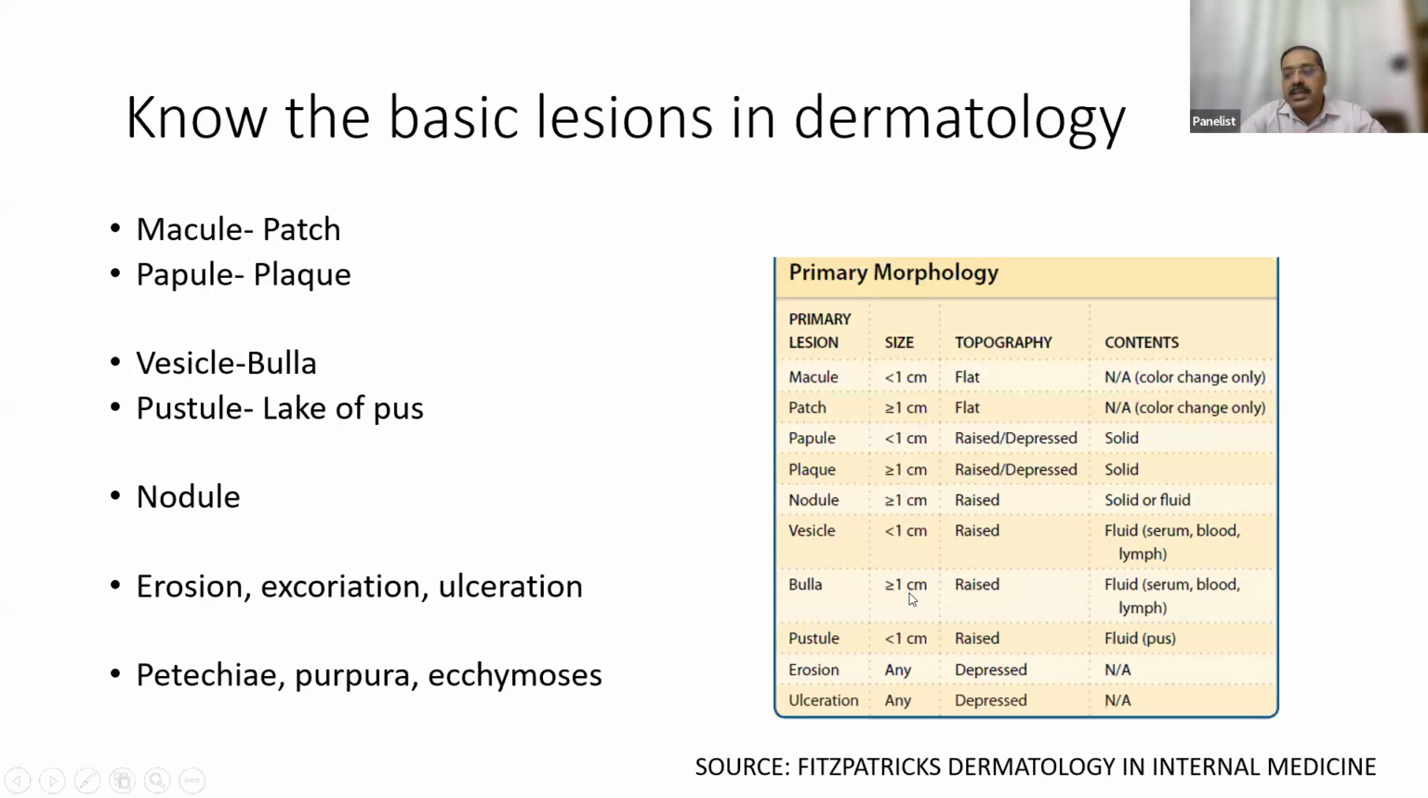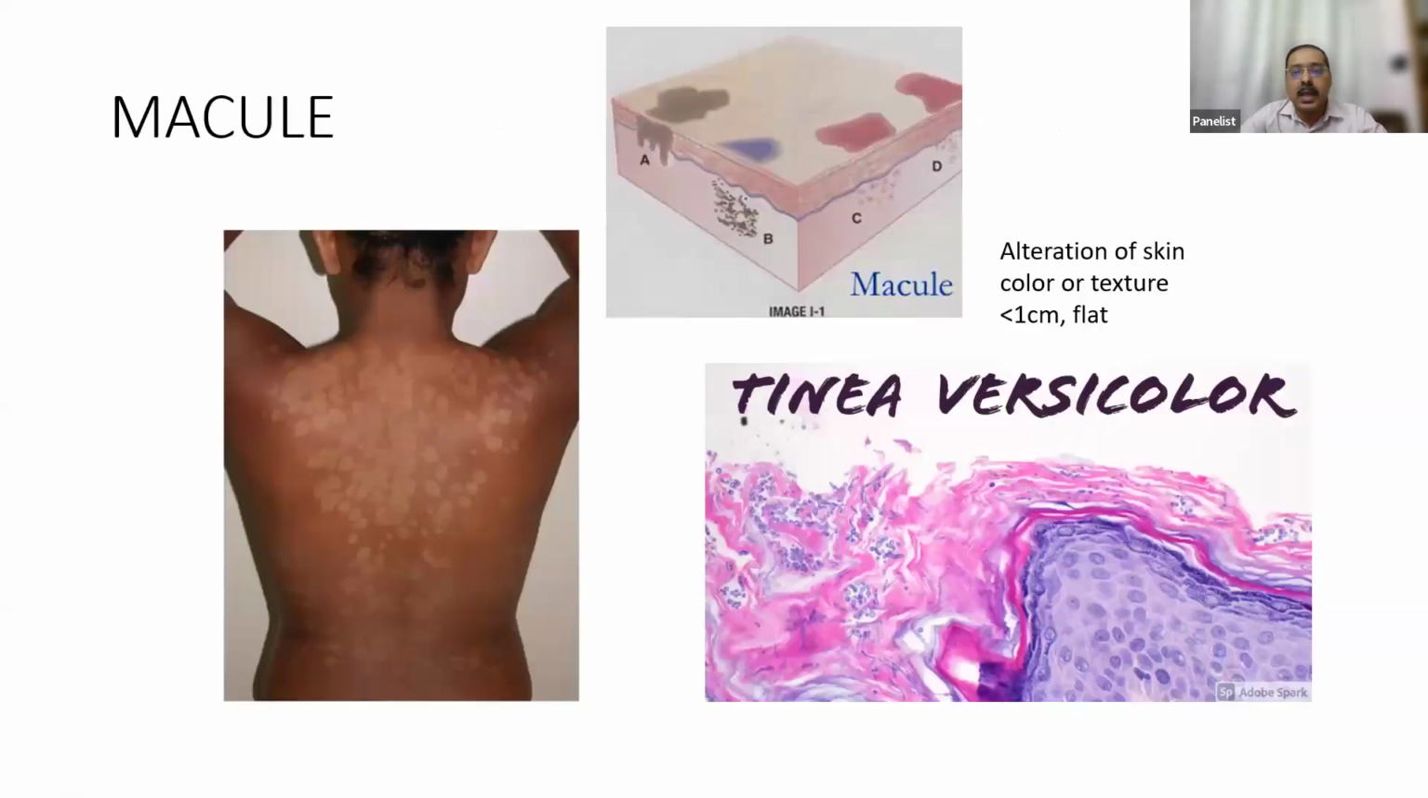Pustule is more often less than 1 centimeter. And erosions and ulcerations can be of any size. Now, this is a typical example of a macule. A macule essentially is very superficial. It's just an alteration of the skin color or texture. It's usually less than 1 centimeter in diameter, and it is flat to look at.